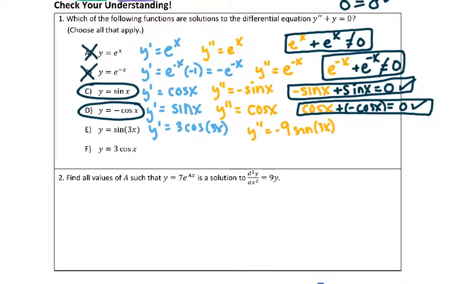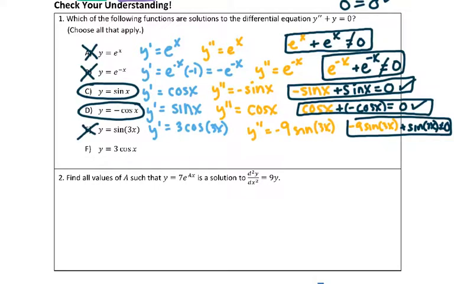Okay, and so for this one I'm not feeling particularly hopeful. We have -9 sine of 3x plus the original function sine of 3x, and that one definitely is not 0, so it's out.